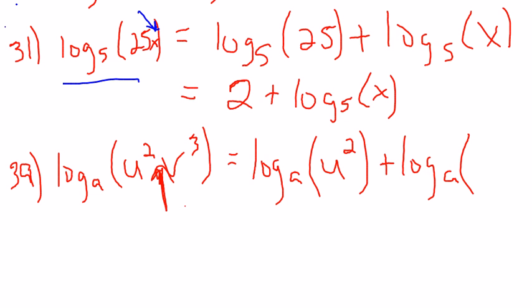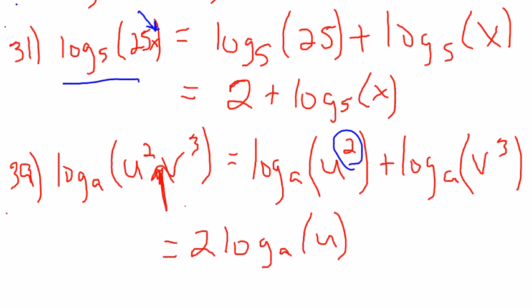of v cubed. So now we're using what I refer to in class as the plug rule. The power here moves out front, and we talked about why that's true in class. That gives me 2 log base a of u, and then if I plug this as well, I'm left with plus 3 log base a of v.